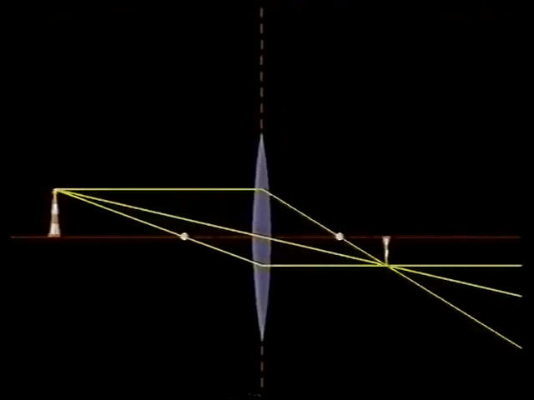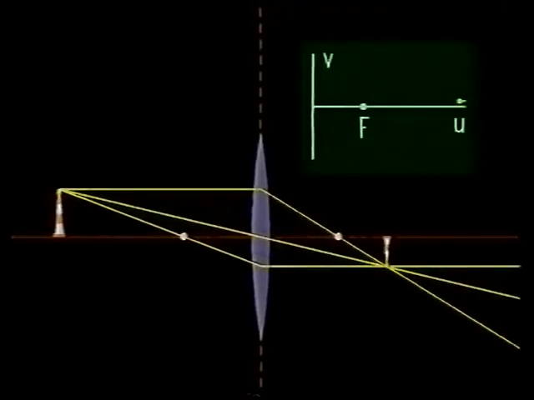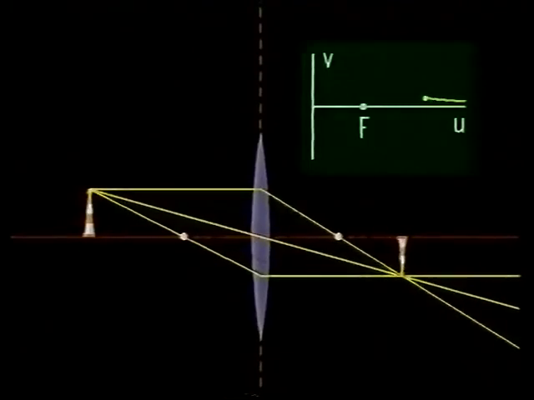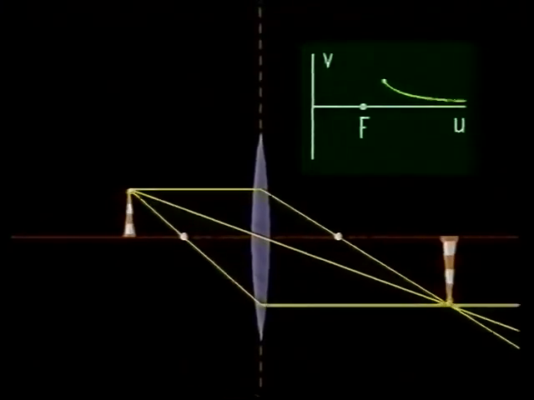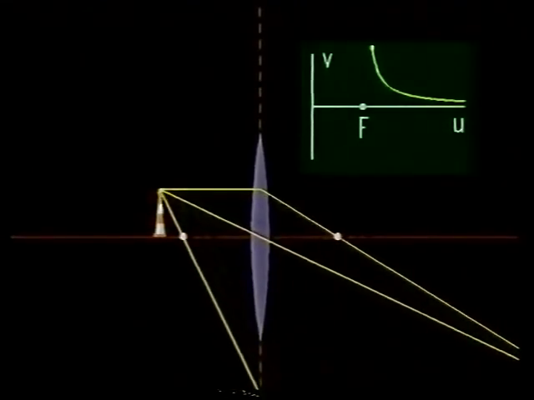Now, as you know from the earlier experiments with the optical bench, the position of the image changes as the position of the object changes. Let's see what happens to the image as an object moves closer to the lens. We can plot a graph of image distance V against object distance U. As the object gets closer to the lens, the image moves away, and at the same time gets bigger. When the object gets close to the focal point, the image moves away to very large distances indeed, and the graph shoots away. Let's stop the object before we reach the focal point.